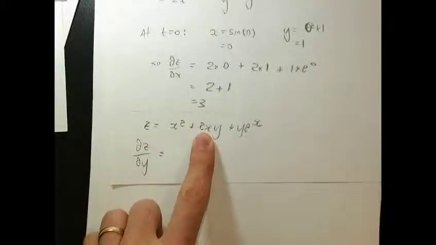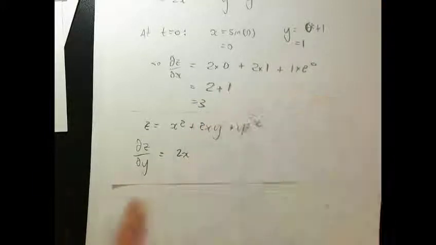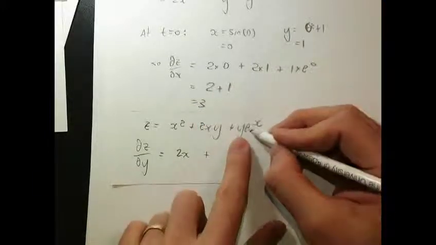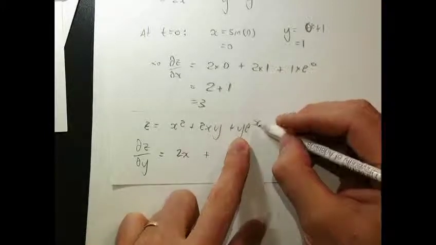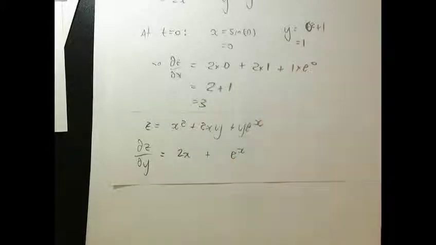2x is a constant and it's multiplied on, so I'll get 2x, and the derivative of y is 1, so cool, that's 2x. e to the x counts as a constant and it's multiplied on, so it'll still be there, and the derivative of y is 1. So that's what I get for dz on dy.